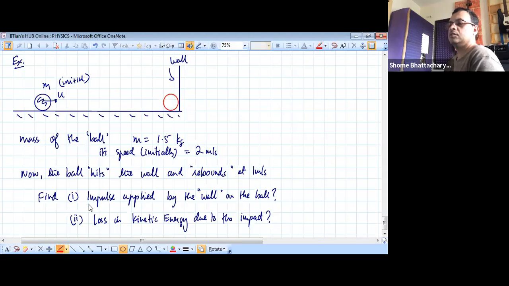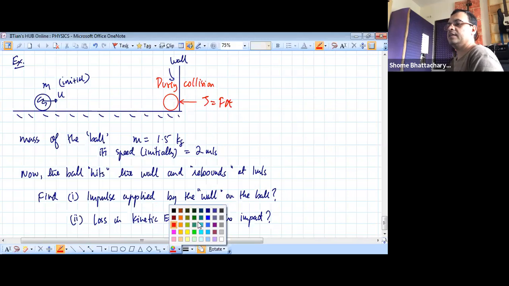This is during the collision with the wall. The ball is experiencing ultimately an impulse like this. It's in contact for some time, so it's experiencing an impulse in the horizontal direction, let's say. That impulse is some amount of force acting for a very short duration of time, delta t.